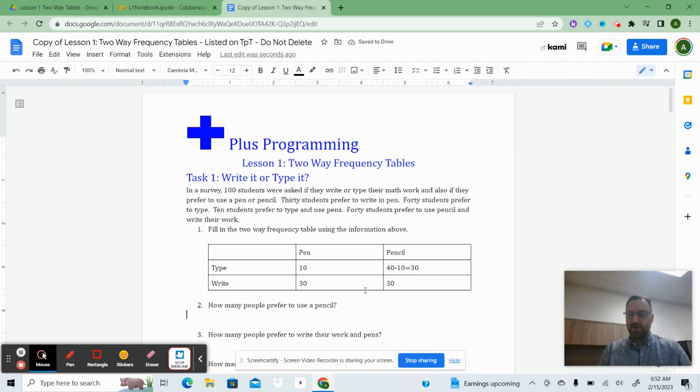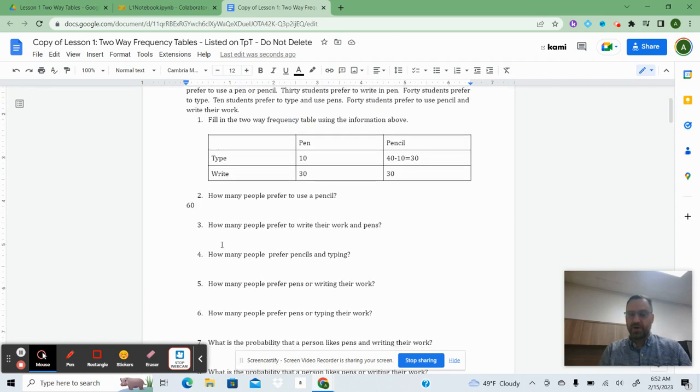So how many people prefer to use pencil? Well, we have 60 because 30 plus 30 makes 60. How many people prefer to write their work and use pen? Write and pen is in this one, 30. How many people prefer pencils and typing? Pencils and typing is 30.